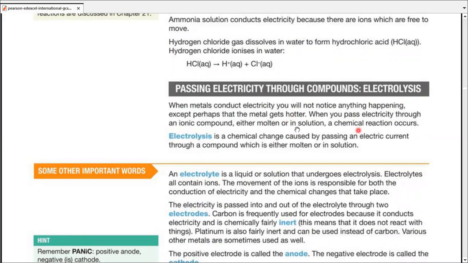When you pass electricity through ionic compounds, either molten or in solution, a chemical reaction occurs. We came to know that in ionic compounds, either in molten state or in solution state, when electricity is passed through that, it brings about a chemical reaction, and to be a little bit precise, a decomposition reaction, a breakdown reaction. The compound was broken down into its constituents.